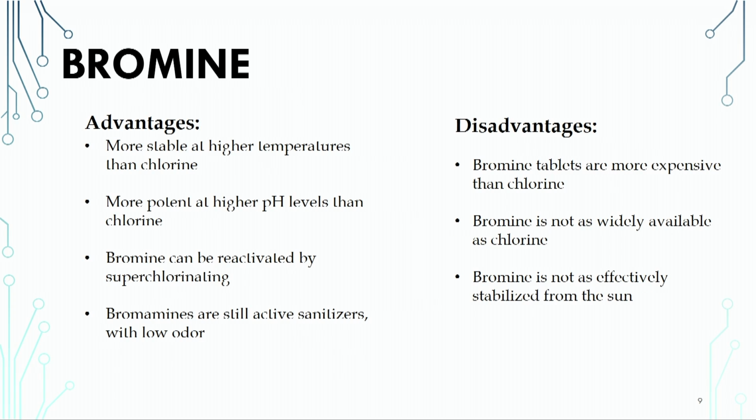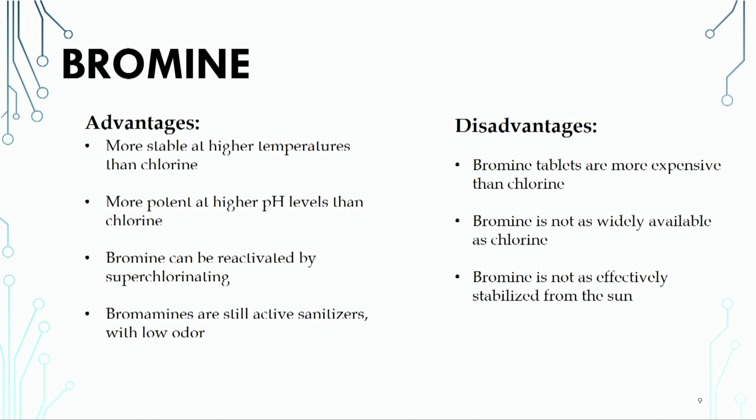So now when we get down to the advantages of bromine, like I said, it's more stable at higher temperatures than chlorine, which is why a lot of people use it in spas, because spas can get up to 100 plus degrees. It's also more potent at higher pH levels than chlorine. And then bromine can also be reactivated by superchlorinating, which is super cool. And then bromines are still active sanitizers with low odor, which is better than chlorine.